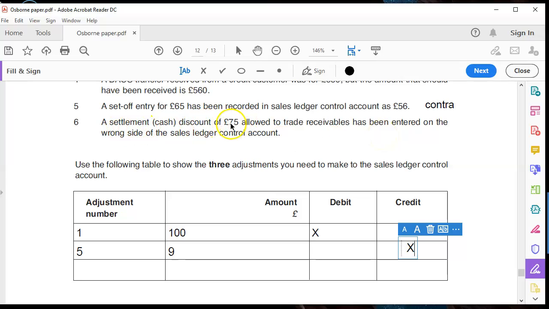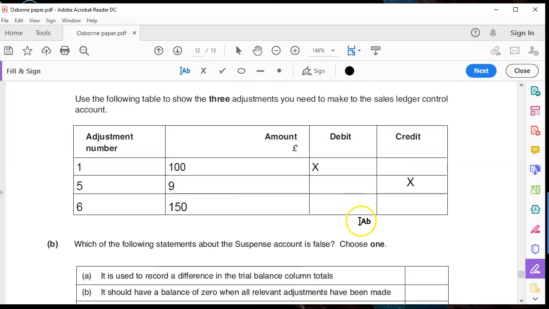A settlement discount of 75 allowed to trade receivables has been entered in the wrong side of the sales ledger control account. So discount usually goes on the credit side, but you put it on the wrong side, that means you put it on the debit side. And anything you put on the wrong side, you need to put twice the amount to correct the difference. So 75 plus 75 is 150, and discount goes on the credit side. So that's your task A.